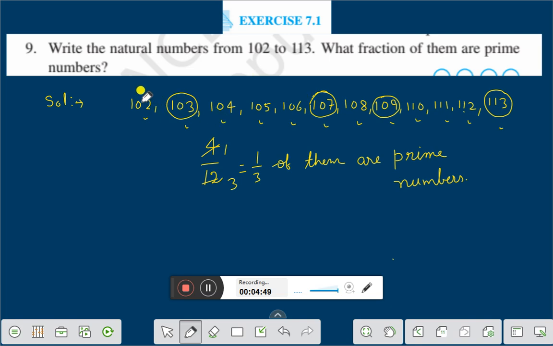And how many natural numbers? 1, 2, 3, 4, 5, 6, 7, 8, 9, 10, 11, 12. 12. Therefore, 4 by 12. Right. Therefore, if we change it into lowest terms, that is 4 1s are 4, 4 3s are 12. Therefore, 1 by 3 of them are prime numbers. What fraction of them are prime numbers? 1 by 3 of them are prime numbers. This is the solution of question number 9.